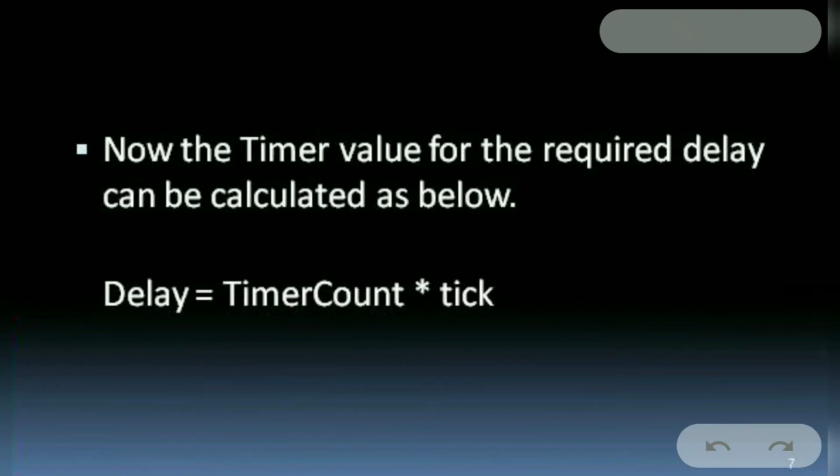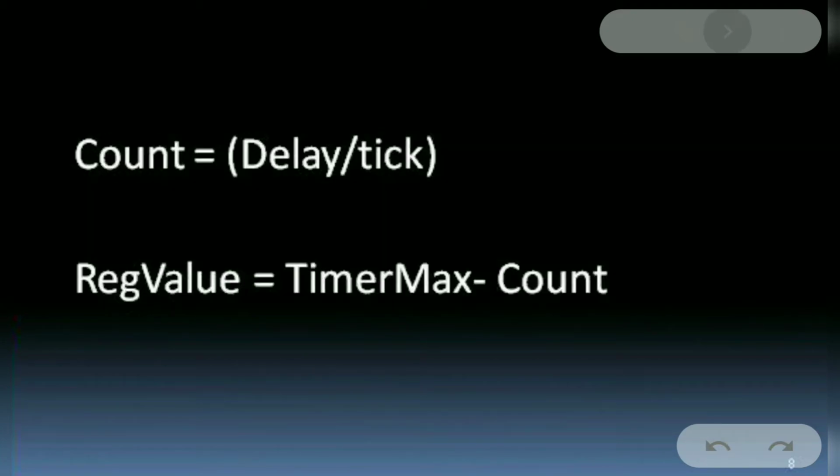Then for a delay, we can find out the total delay in terms of the timer tick. That is, timer delay is equal to timer count times timer tick. Then we have to find this timer count, that is, count is equal to delay divided by tick. This is the timer count.